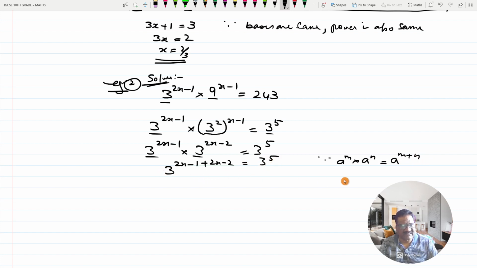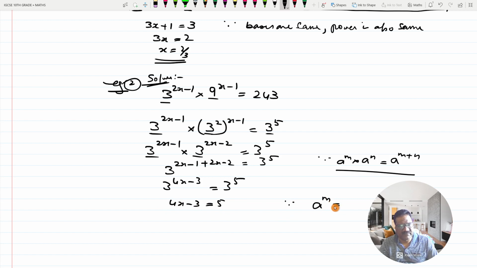So on the left hand side, I have used this rule. Now this can be written as 2x plus 2x is 4x, and minus 1 and minus 2 will be minus 3, equal to 3 raised to 5. Then I can say that 4x minus 3 is equal to 5. Again, why? Because if a raised to m is equal to a raised to n, then this implies that m is equal to n. You have to keep on mentioning the reasons for the laws that we are using. Now from here you can easily find out your x. So 4x will be equal to 8 and x will be equal to 2.